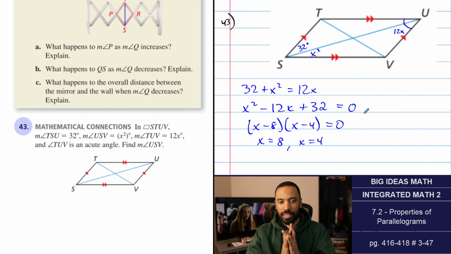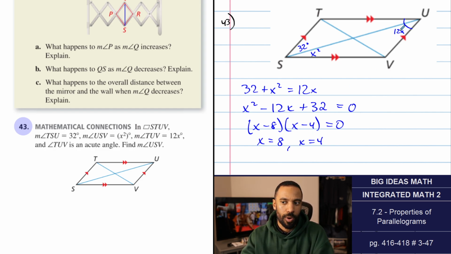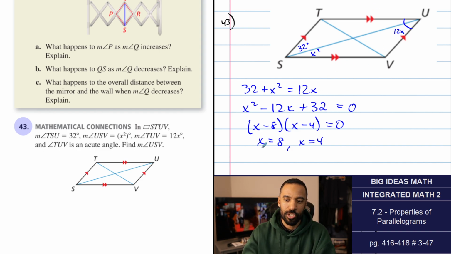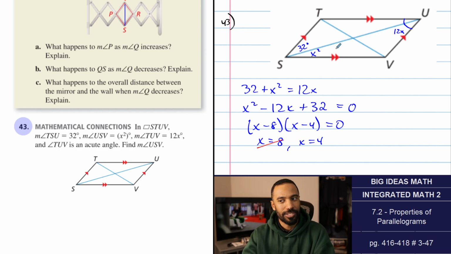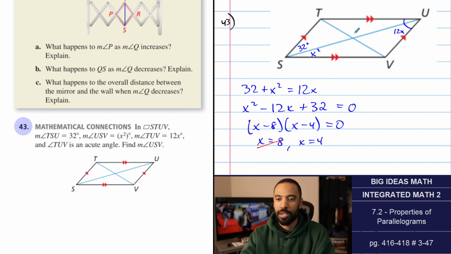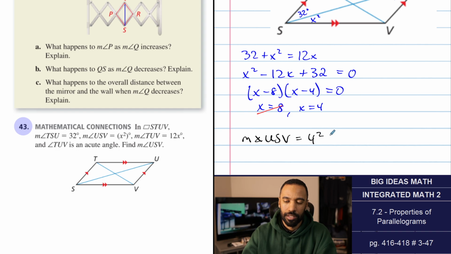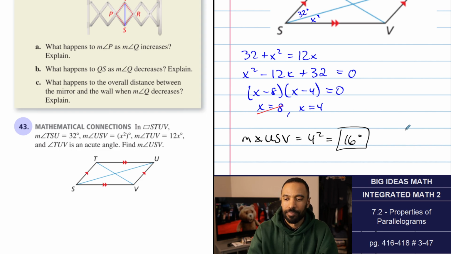They did mention that the measure of angle TUV is an acute angle. Either of these would have worked, but if you substitute 8 into 12 times x, 12 times 8 is 96. That's an obtuse angle, so 8 is out and 4 is in. So x equals 4 is in because 12 times 4 is 48 degrees. That's not the one I need, though. I need the measure of angle USV. Measure of angle USV is x squared, 4 squared, that's 16 degrees. Good problem. I like it.